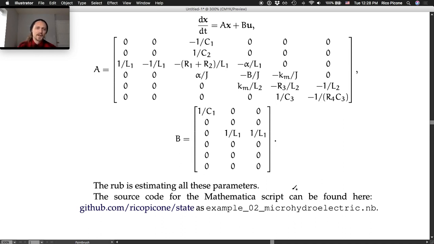So the difficulty with this is, we've got this model symbolically, and it's great. The difficult thing is always to estimate these parameters. That's why I said the rub is estimating the parameters. So you have to estimate what R1 and R2 are, sort of theoretical predictions from geometry, fluid type, and all that. And we can do it from spec sheets for, say, the generator.